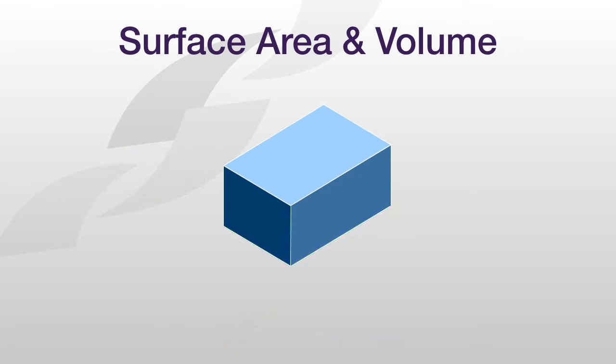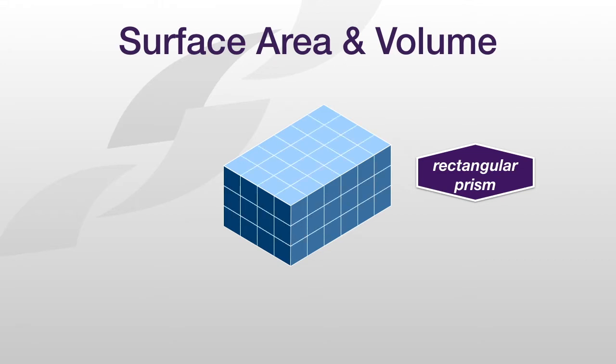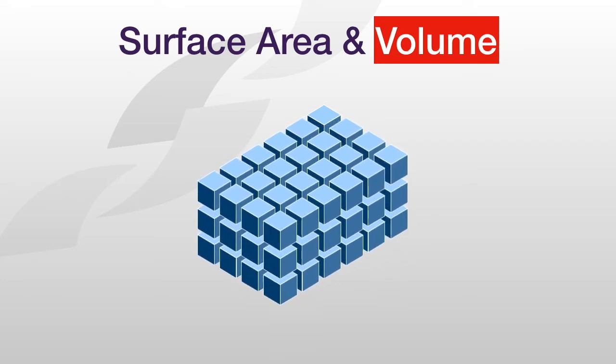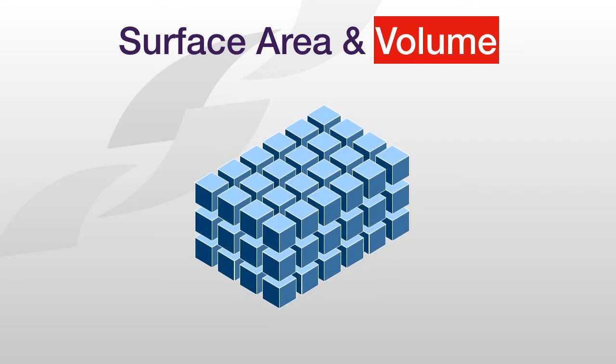This particular 3D object is called a rectangular prism. We'll define what that means in a few moments, but first, let's apply a grid to this prism so we can think about the different ways we can measure it. The volume of a 3D object means the amount of space the object occupies. It is measured in cubic units.